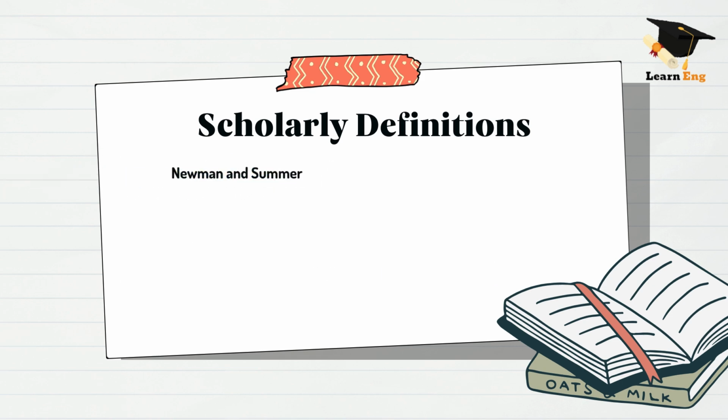According to Newman and Summer, communication is an exchange of facts, ideas, opinions, or emotions by two or more persons. It is basically a two-way process of sharing and receiving information, ideas, or emotions to achieve mutual understanding.